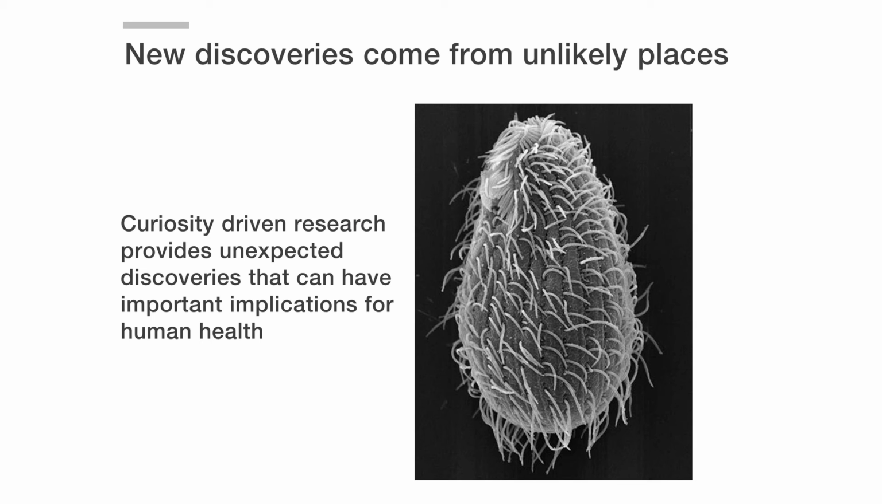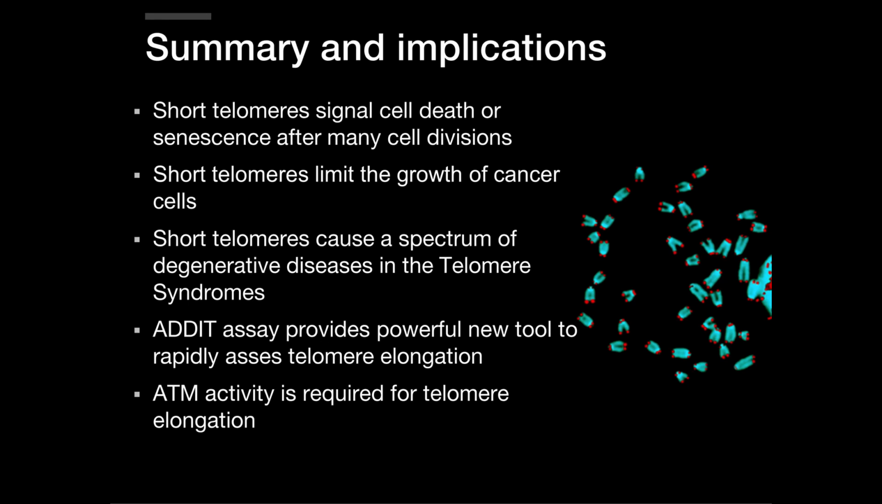So my final summary: short telomeres signal cell death or cell senescence after many divisions. Short telomeres limit the growth of cancer cells. Short telomeres cause a spectrum of degenerative diseases that are collectively called telomere syndromes. The ADDIT assay provides a powerful new tool to rapidly assess telomere elongation, and ATM is required for telomere elongation.